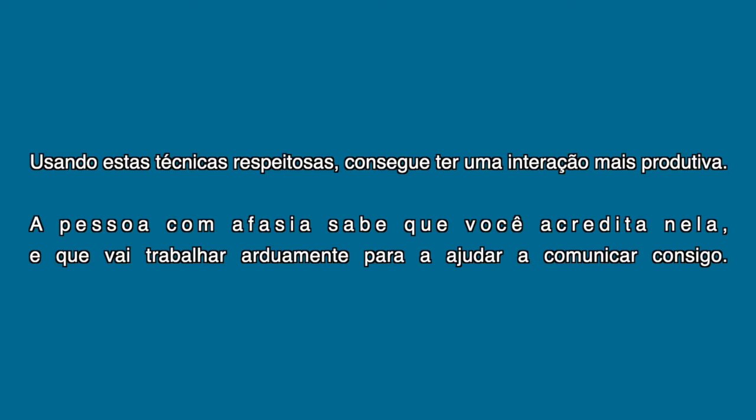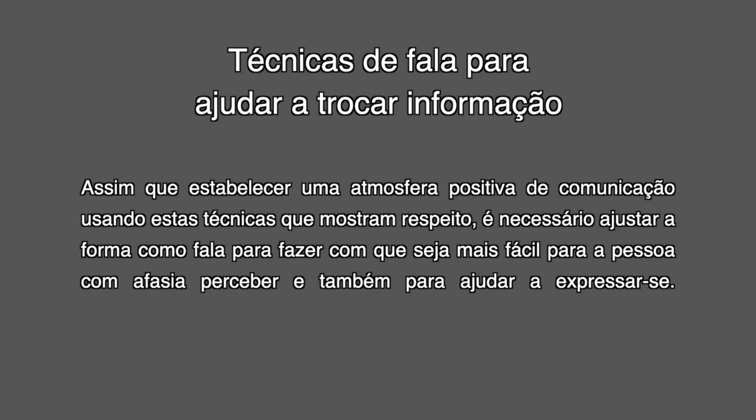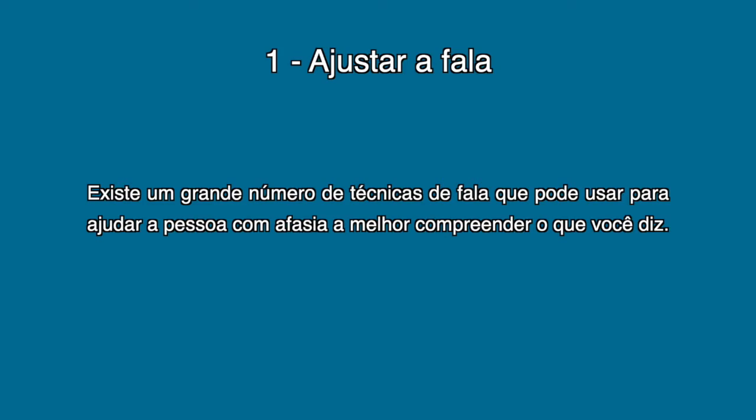The person with aphasia knows that you believe in them and are going to work hard to help them communicate with you. Talking techniques to help exchange information. Once you've established a positive communication atmosphere by using techniques that show respect, you'll need to adjust the way you speak to make it easier for the person with aphasia to understand you and also help them express themselves. Number 1. Adjusting talking. There are a number of speaking techniques that you can use to help the person with aphasia to better understand what you're saying.